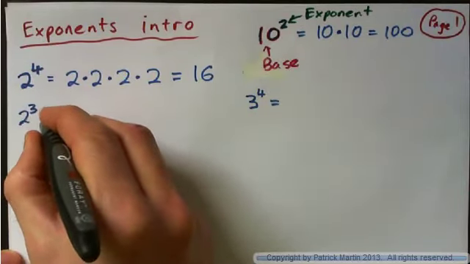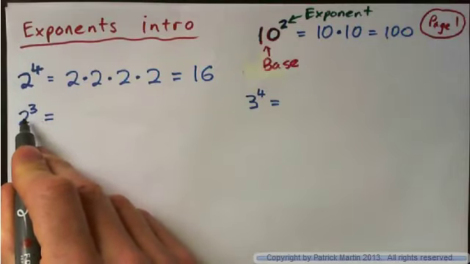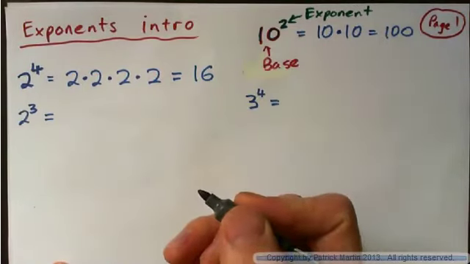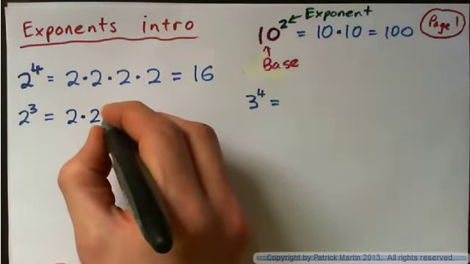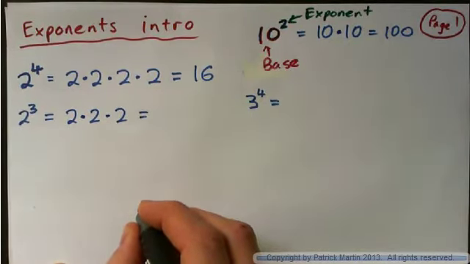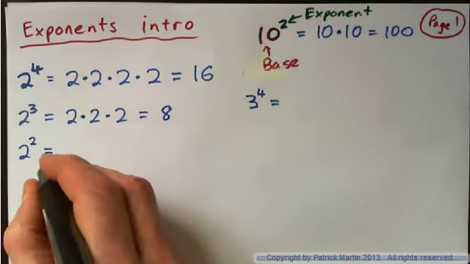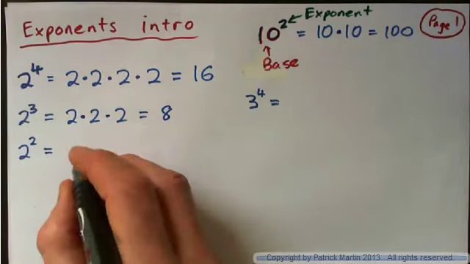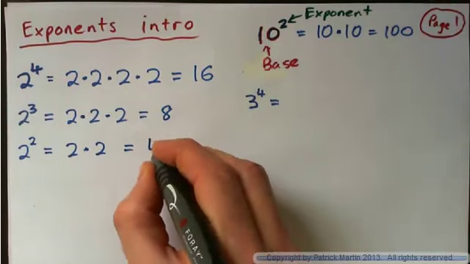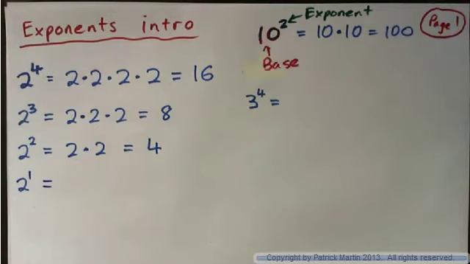2 to the power of 3 we're going to do now. The base is 2, the exponent is 3. How would you write this? 2 times itself 3 times, right? 2 times 2 times 2, 3 2's. What does that give you? 8? Yep. How about 2 to the power of 2? The base is 2, the exponent is 2. It's 2 times itself twice, which is 4.